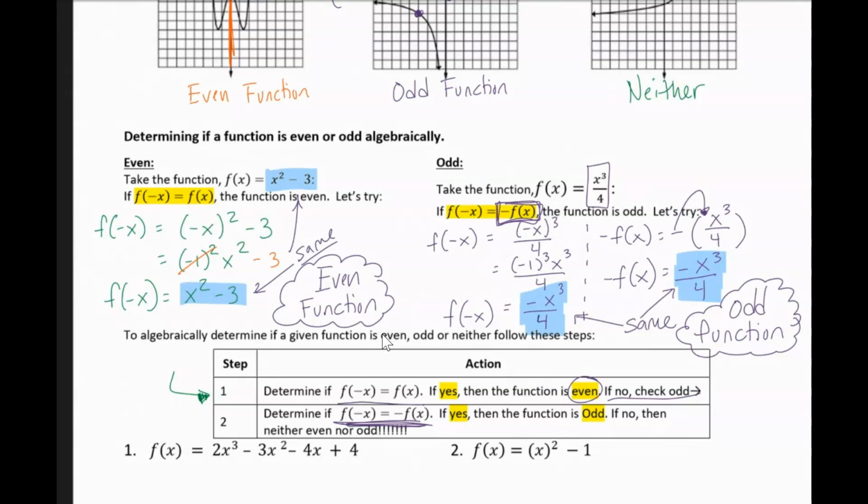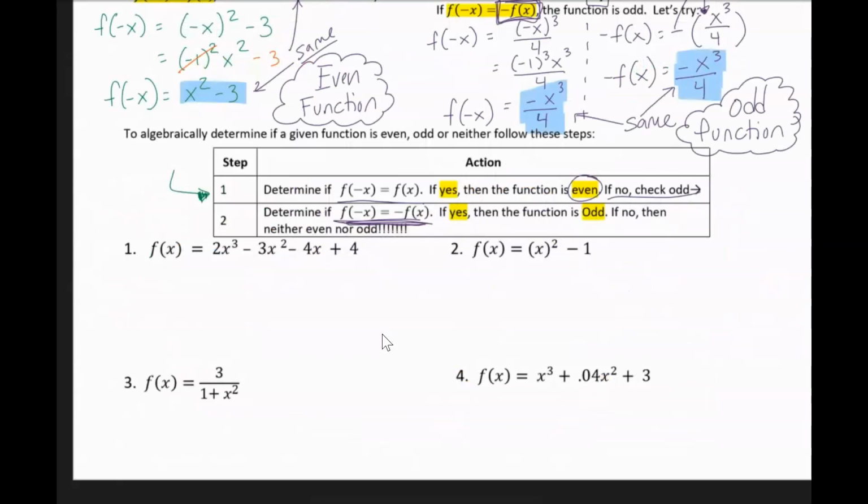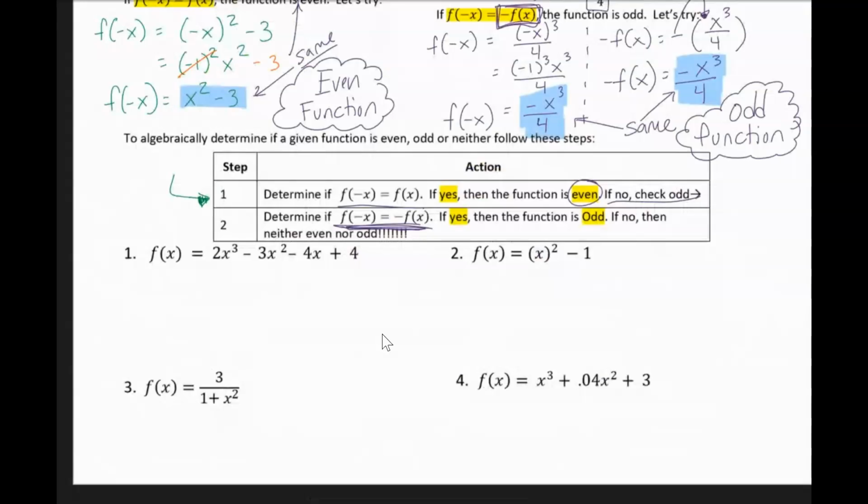I'll do another one, don't worry. I'll do number 1 right below. So again, we follow the exact same process. First, you check for f of negative x, meaning whatever your function is, you're plugging negative x in wherever you see an x.